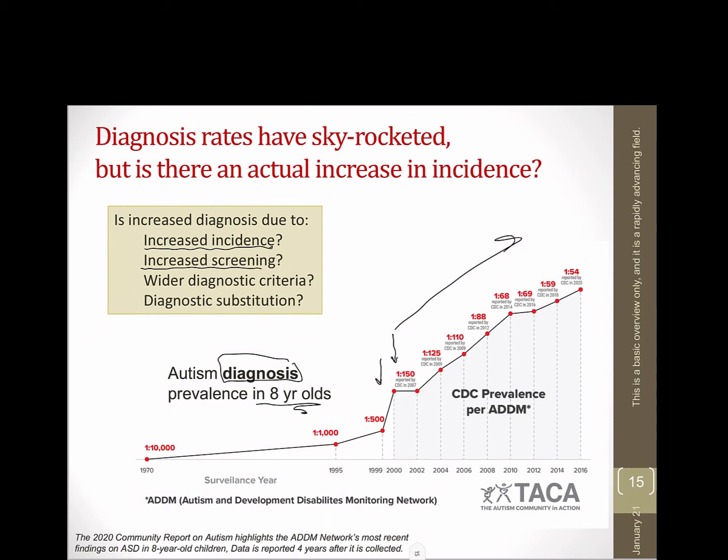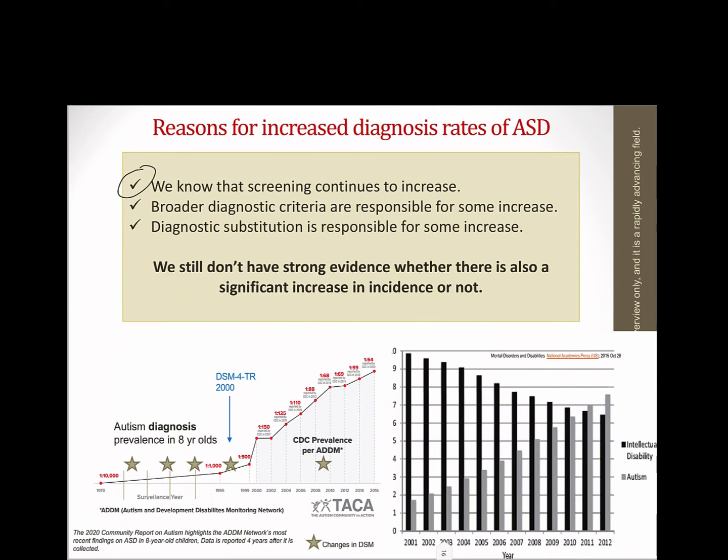As society is more aware of ASD and its presentation, many more people are going in and being screened and diagnosed. There's also the factor of having wider diagnostic criteria and diagnostic substitution, and we'll talk about those. So like I said, we know that screening increases. We also know that we have had broader diagnostic criteria.